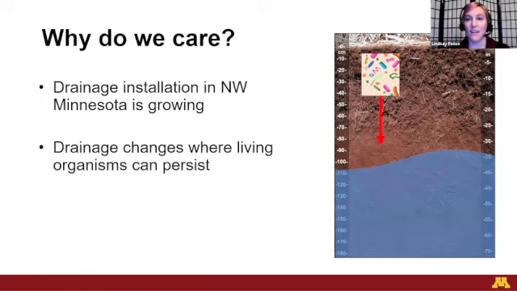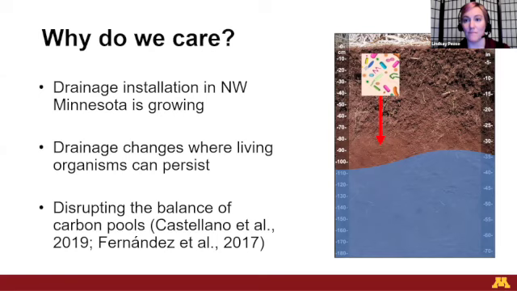We've seen some examples in the literature lately, especially by Fabian himself, that installing drainage could potentially disrupt the balance of carbon pools. And that obviously has rippling effects on nitrogen losses and potentially on phosphorus losses as well.